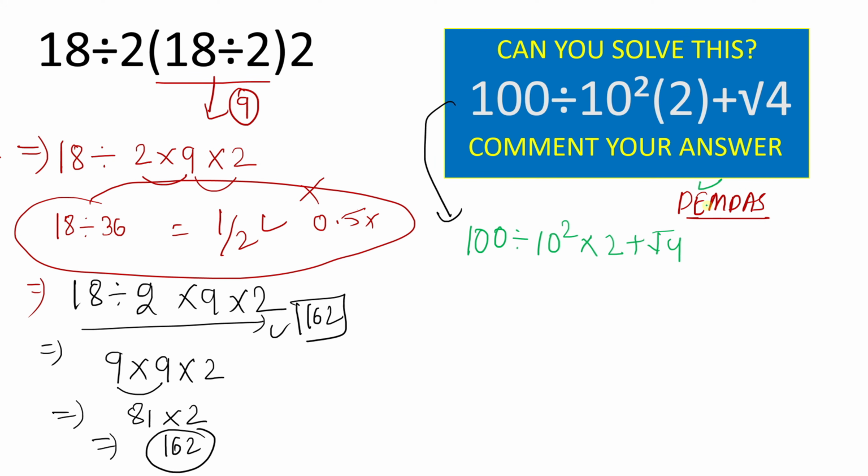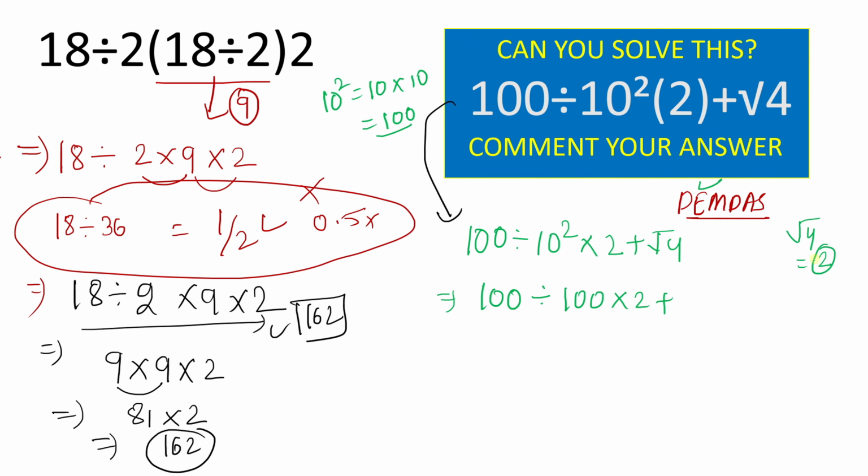Now, next priority will be given to exponents, which has two exponent parts. First one is 10 square, so we will write 10 square actually. 10 square is 10 times 10, which gives 100 as a result. So we can write 100 divided by 100 times 2 plus, and similarly root 4 will give result 2 here. So we can simply write 2 there.